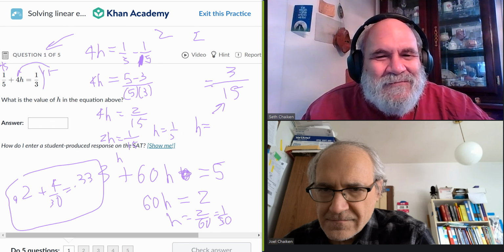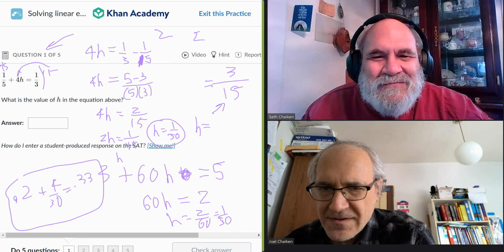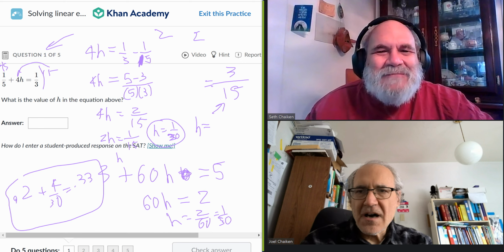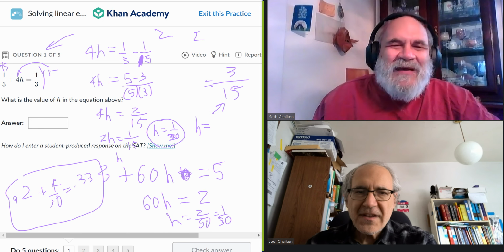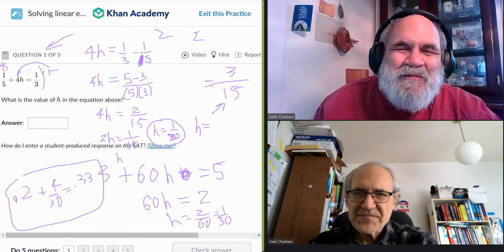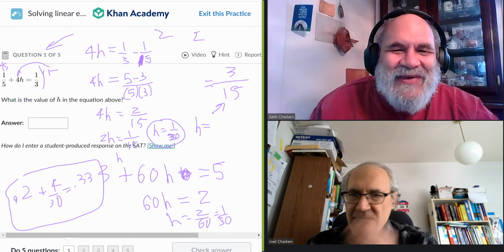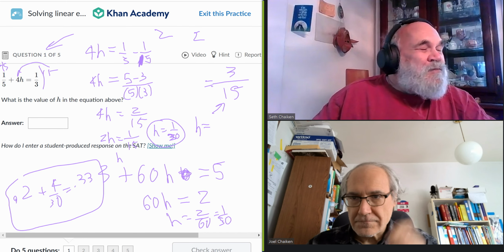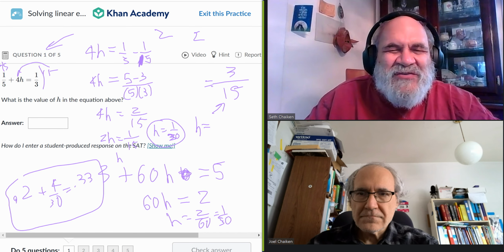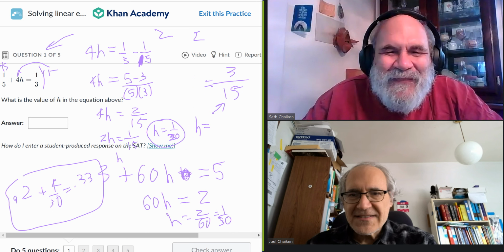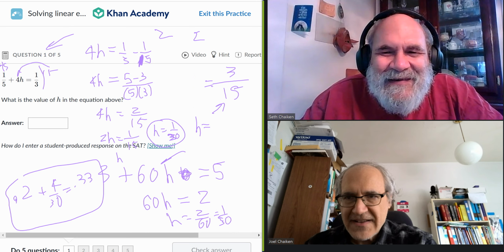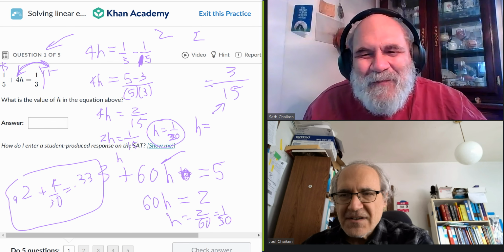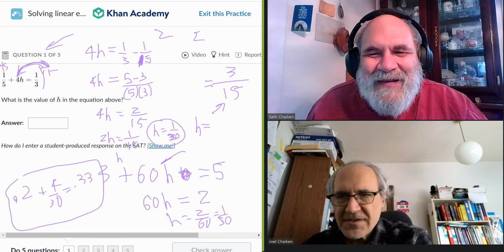That actually is a little faster in this case, dealing with smaller numbers. So an approach for the SAT: try to keep the numbers as small as you can. The problem is multiplying 4 by 15 to get 60.